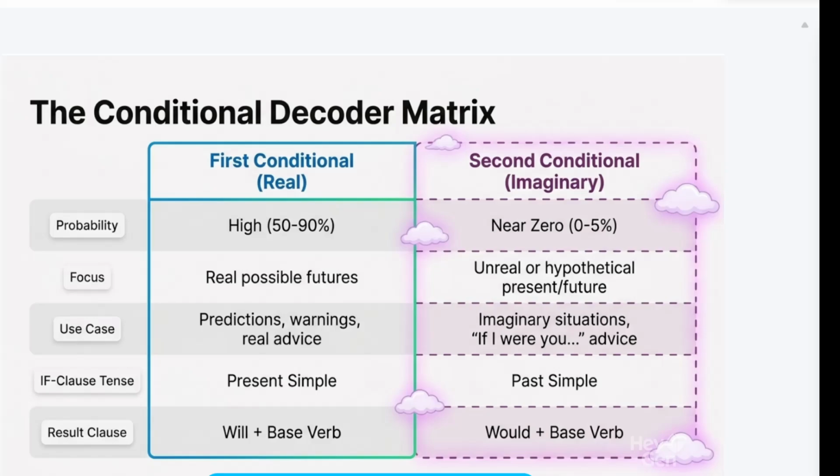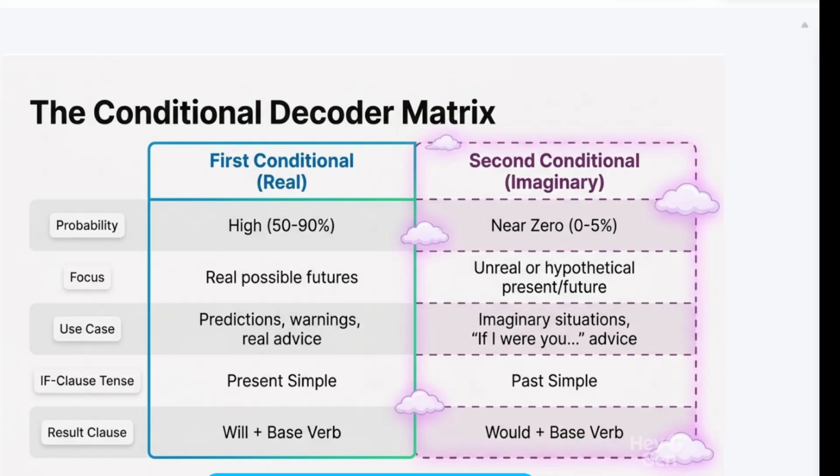The conditional decoder matrix. Let's bring the two conditionals together. The first conditional describes real and possible future situations. Its probability is high, around 50 to 90%. We can use it for predictions, warnings, and real advice. The if clause uses the present simple, and the result clause uses will plus the base verb.